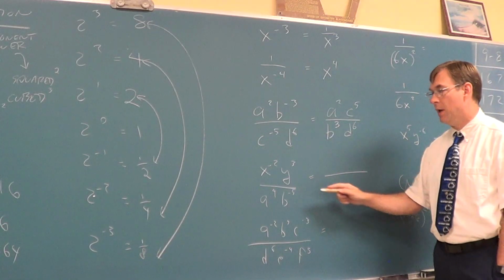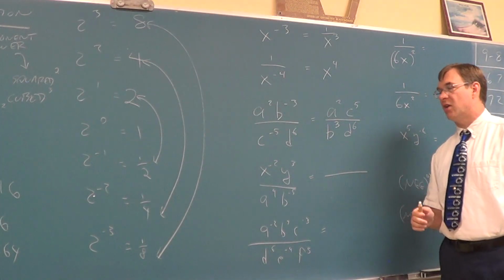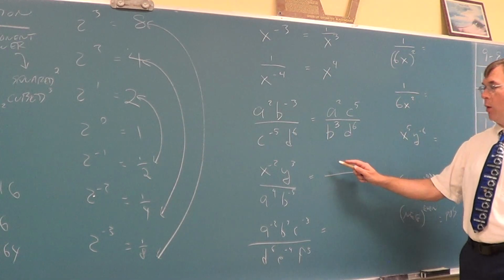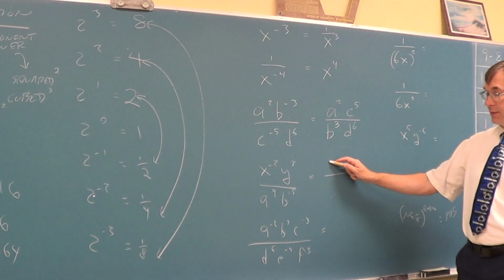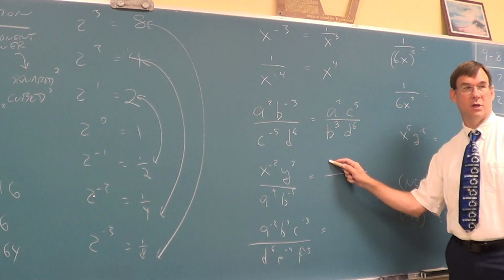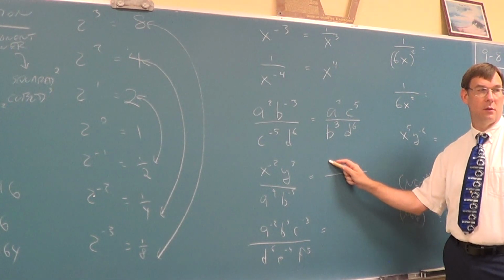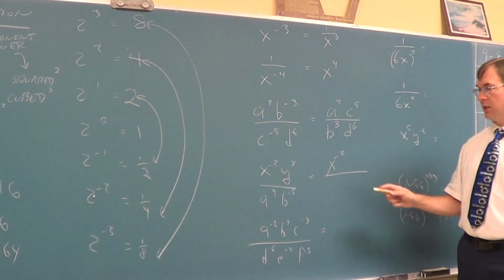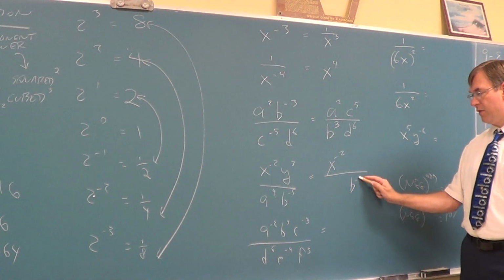So I'll change the game. Now I'm going to say negative powers are good. I want negative powers. If I want negative powers, who can sit? Somebody other than Izzy who dominated that conversation. Who can sit if I say I want negative powers? X to the minus 2 just sits. B to the negative 5 just sits.